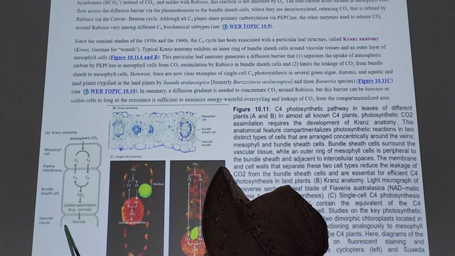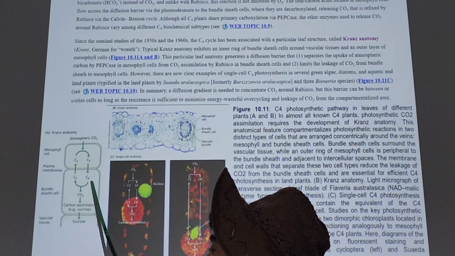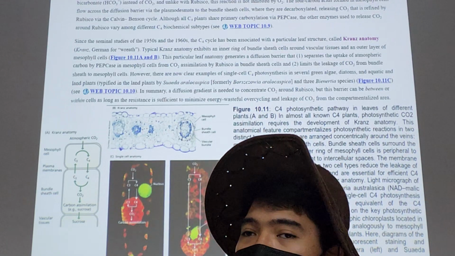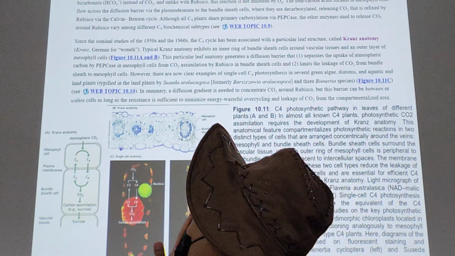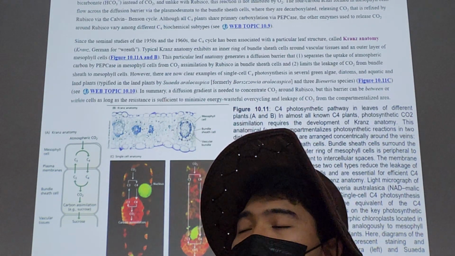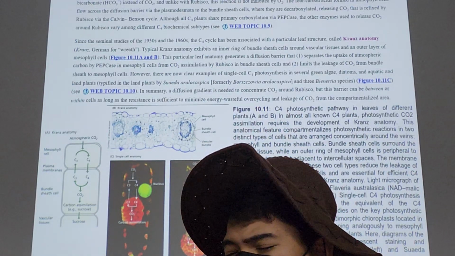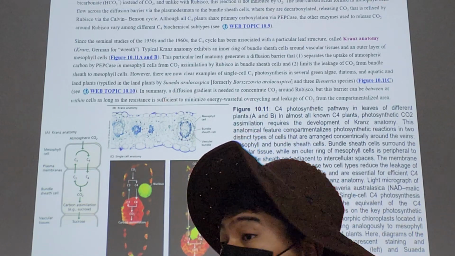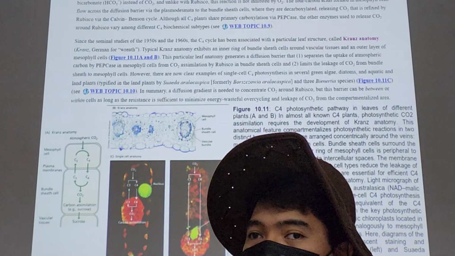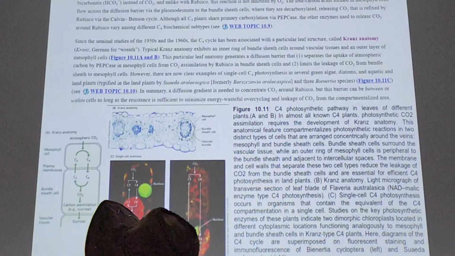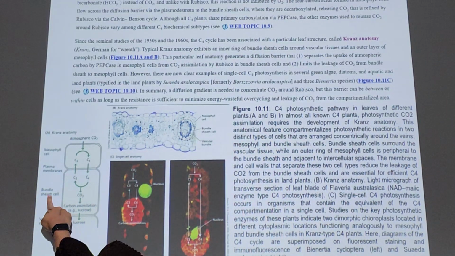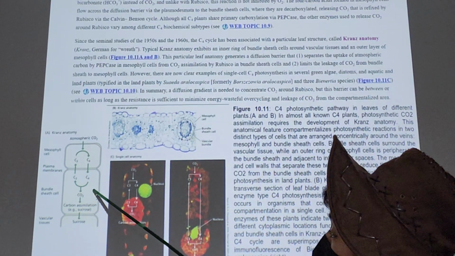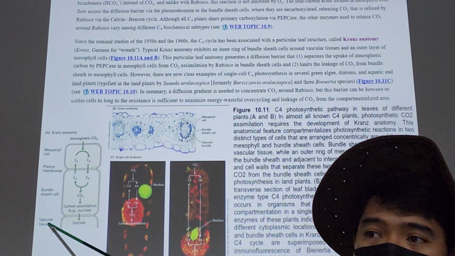You are using 2 different locations here in the cell. Never ever say the carbon assimilation, the Calvin cycle, is happening in the mesophyll cell. No, wrong. Don't say that. Your regular C3 is happening in the bundle sheath cell. Okay, and the bundle sheath cell is right next to the vein.